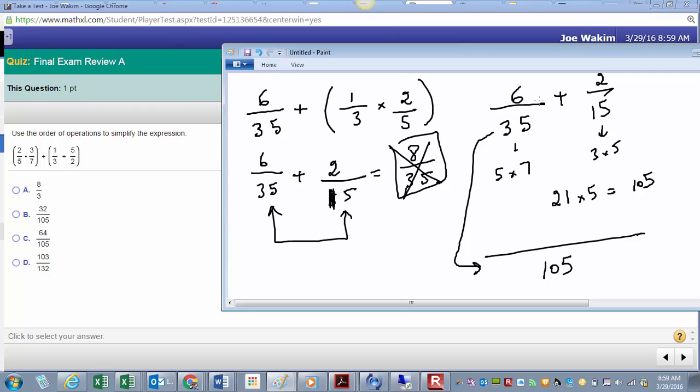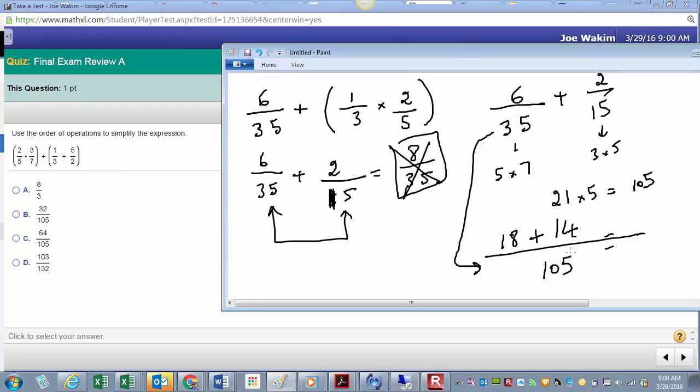Multiplying this by 3, I'm going to multiply the numerator by 3, and that would be 18. Plus, going from 15 to 105, we got to multiply by 7. 7 times 5, 35. 7 times 1, 7, and 3, 10. So let's multiply the top by 7. 7 times 2, 14.